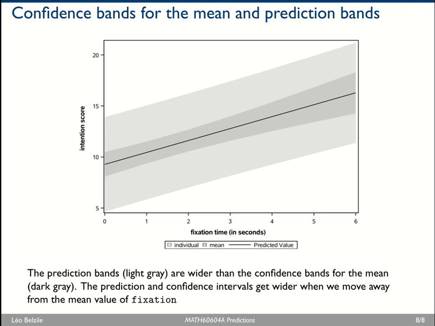Then there's the confidence band. The middle band that's in dark gray is for the mean. You see it's much narrower than the one for the individual prediction, which is in light gray. And it's not necessarily obvious for the individual because the band is too large, but you will see that the shape of the confidence intervals for the mean are not linear. The uncertainty increases as you move away from the average fixation time in your database. And this is best illustrated, of course, using an animation.